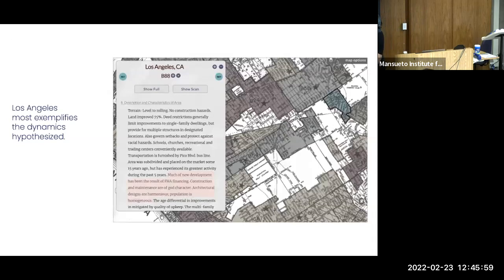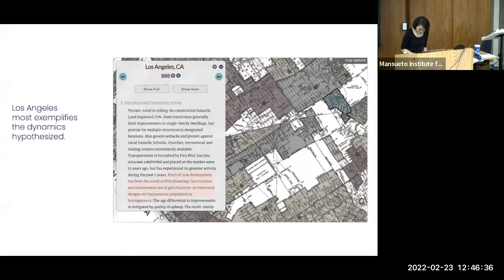I think Los Angeles is a great example for a lot of the dynamics that I'm interested in. Los Angeles was a city that was rapidly building and expanding at this time, and also saw a lot of land annexation in the early 20th century, which we'll talk about in a second. Los Angeles saw a lot of new construction and urban growth much later than some other cities.